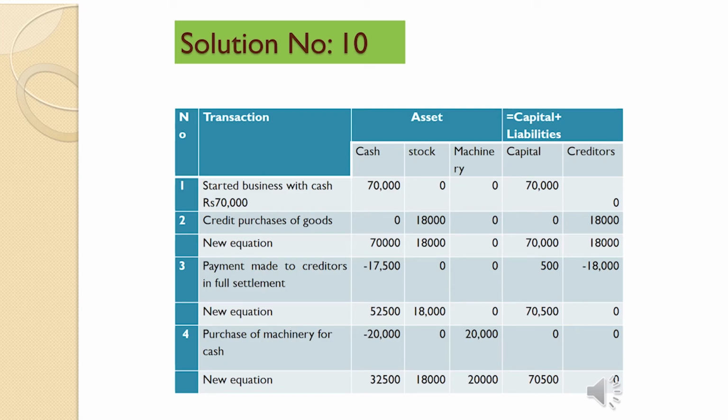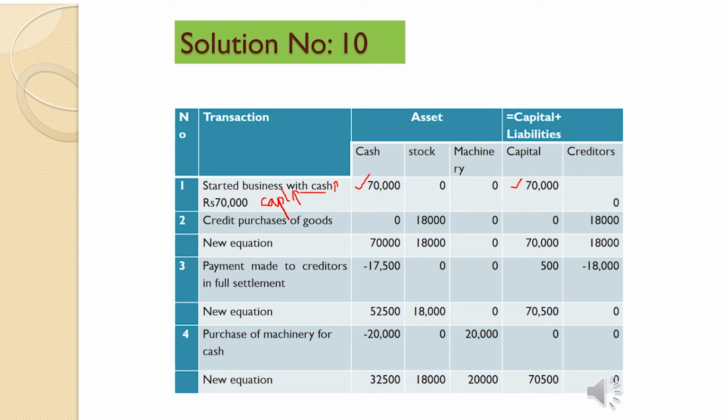First transaction is started business with cash. So the accounts involved are the cash account and the capital account. Here cash increases, and capital is also increased. So cash account increases by plus 70,000, and capital is also increased by rupees 70,000.